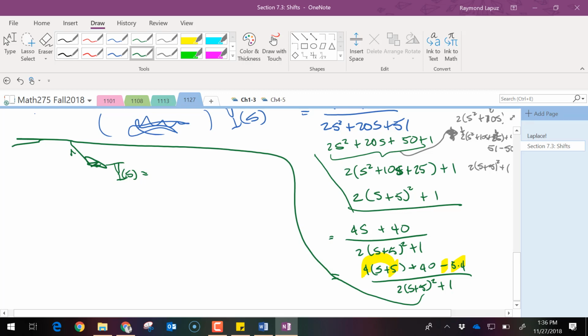Yeah, I have to factor out a 2, but then that's going to give me a 1/2. So let's simplify the numerator. We got 4. Oh, wait, 40 plus 40 minus 20. That's 20, right?